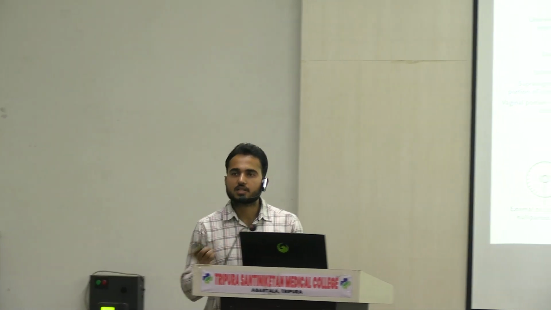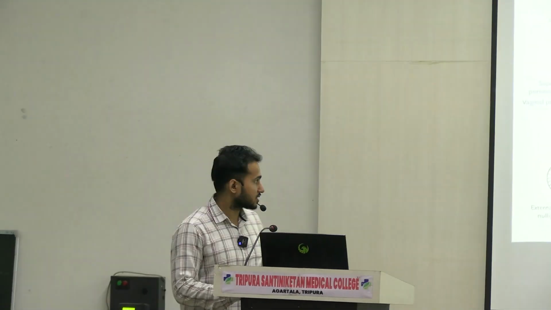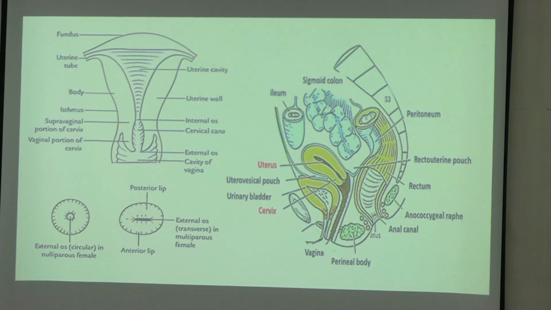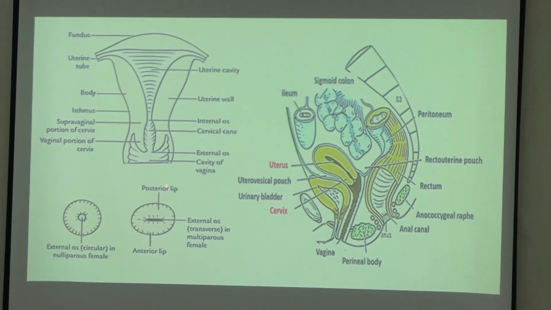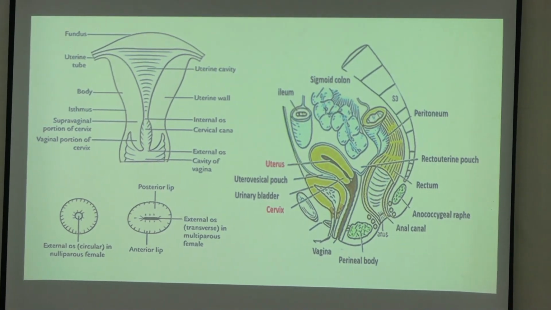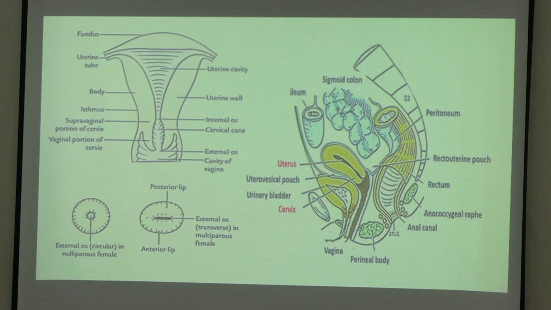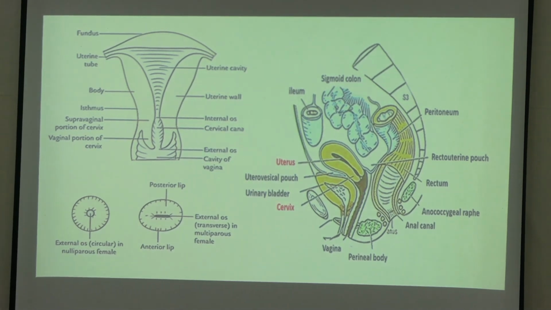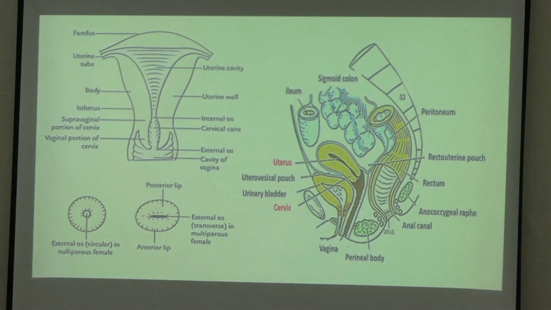Now in case of multiparous and nulliparous, there are some changes. As you can see, the external os in case of nulliparous is circular. In case of multiparous, you can see it is in the form of an anterior-posterior slit. Okay, so after delivery of multiple children, the shape changes.